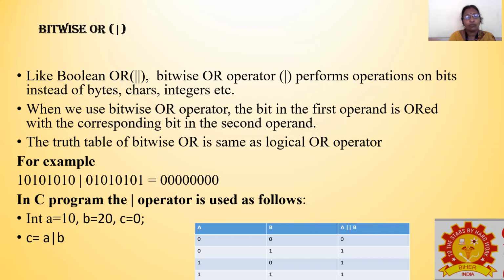In a C program, the OR operator is used as follows. int A equal to 10, B equal to 20, C equal to A or B.